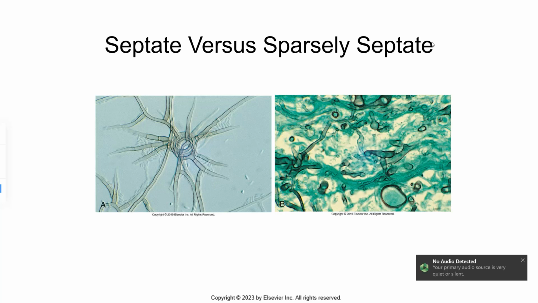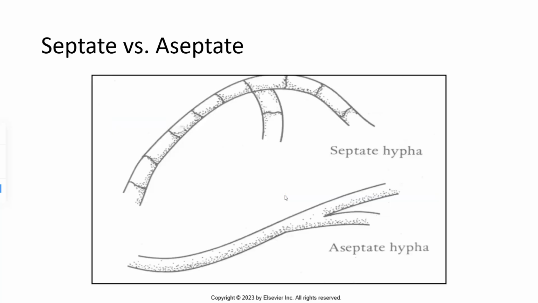So this is septate. You can see the cross walls in here. And this is sparsely septate, so not a lot of cross walls. You may encounter one here and there, but for the most part, there aren't very many. And aseptate has none. Here you can see septate has the cross walls in the hyphal strands, and aseptate, you don't see those.